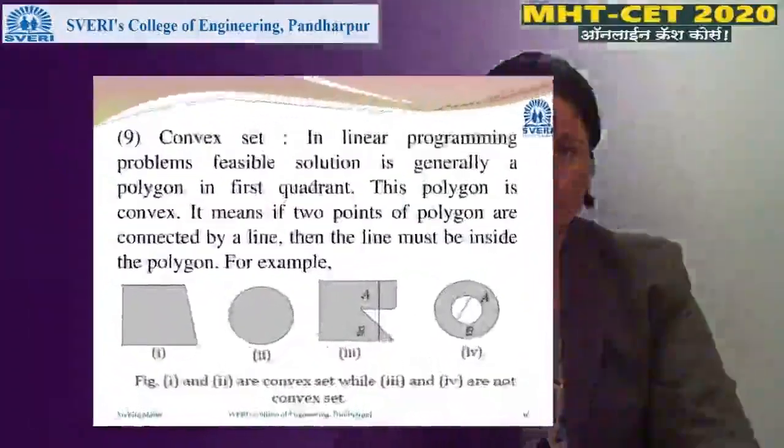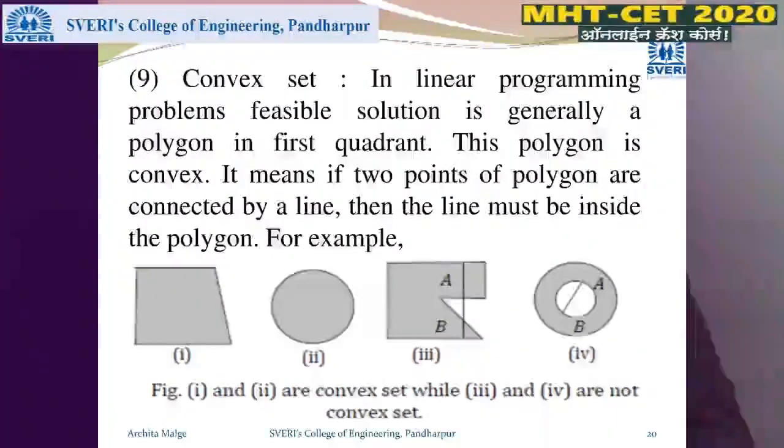Then convex set. In linear programming problems, the feasible solution is generally a polygon in the first quadrant. This polygon is convex. It means if two points of the polygon are connected by a line, then the line must be inside the polygon. For example, look at these given figures: first, second, third and fourth. Here the first and second are convex sets, while the third and fourth are not convex sets.